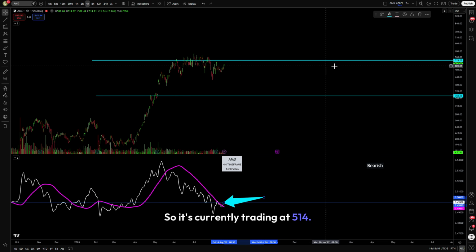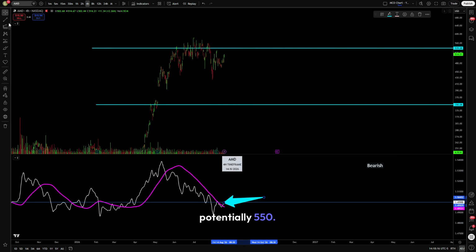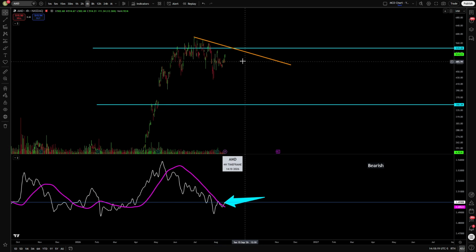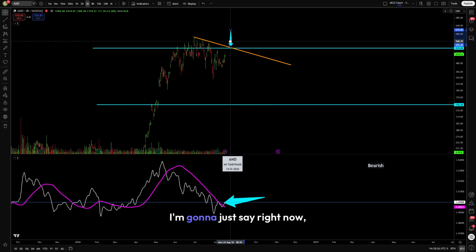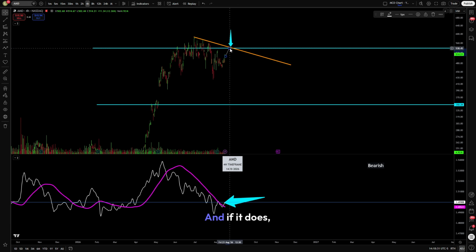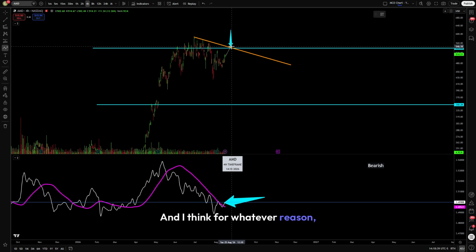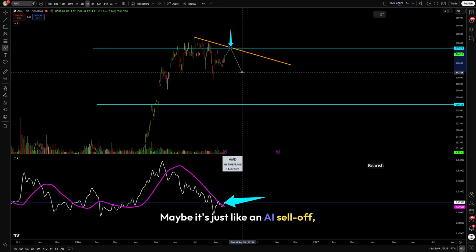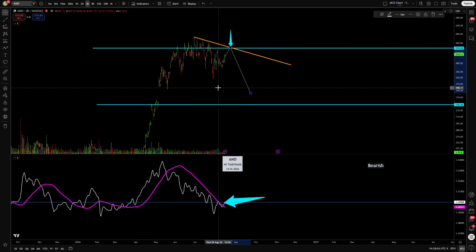It's currently trading at 514. I believe it's going to make an honest attempt at 540, potentially 550. We can all draw these trend lines, and there's a little bit of confluence right around that 540, 550. I'm going to say right now, I believe AMD will not be able to break above that resistance line. And if it does, I think it'll be a fake out because we know it's a counter trend bounce. For whatever reason, I don't know what the news is going to be, maybe you guys can entertain me, for those of you who've been in AMD and are following the news, there'll be something. Maybe it's just an AI sell-off, something to scare you into selling your shares cheap. And there'll be another leg lower.